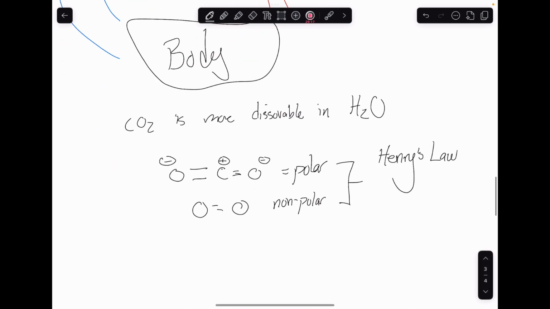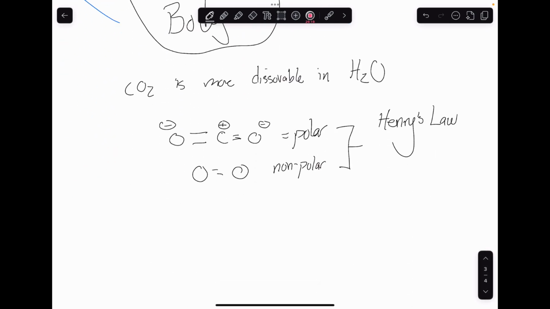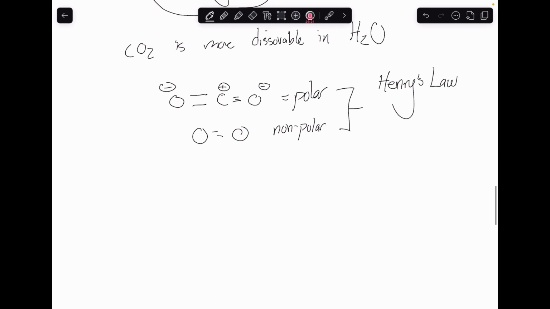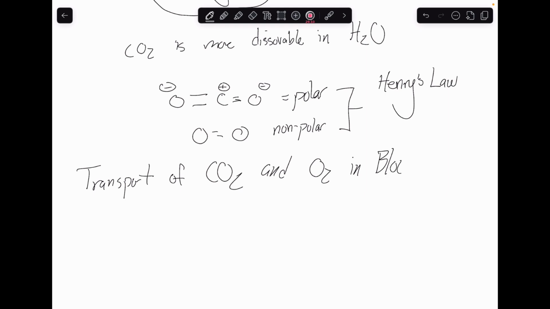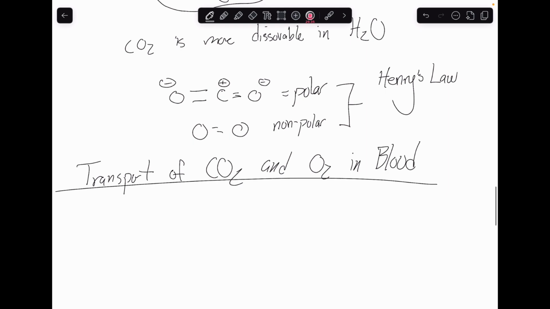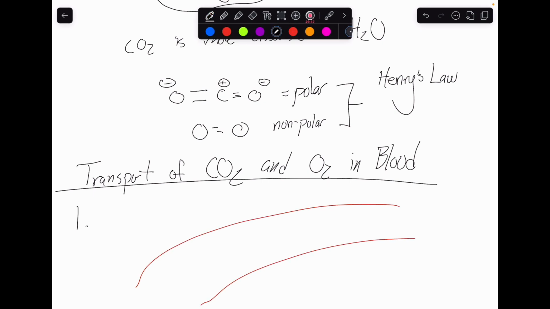So we're going to talk about transport of CO2 and O2 in the blood. So, oxygen transport. We're going to draw out this sucker. We have a blood vessel, and inside of here, I'm going to attempt to draw a jelly donut red blood cell. It is not really a jelly donut.